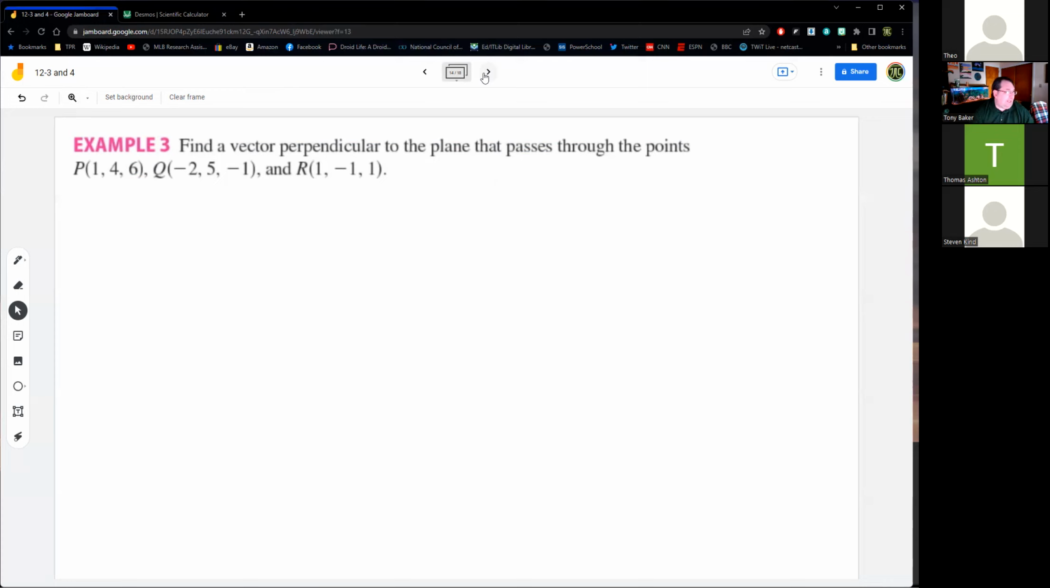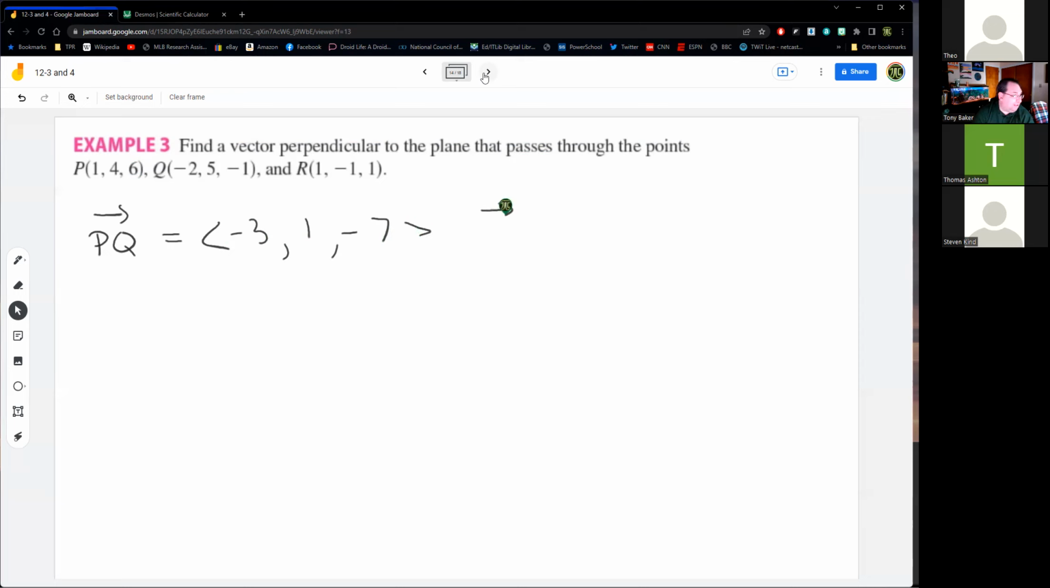So if we look at these 3 points, I can find two vectors with it. The first one I'm going to find is PQ. So let's find that vector. That one's going to be -2 minus 1, which would be -3. And then 5 minus 4, which would be 1. And -1 minus 6 would be -7. So that's my first vector.